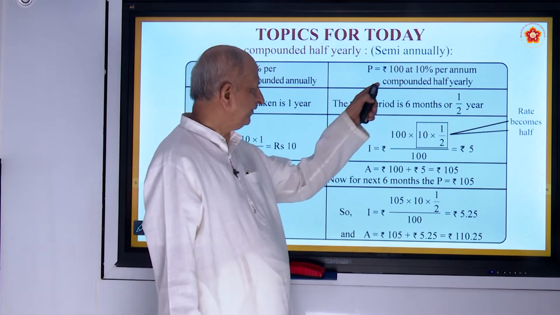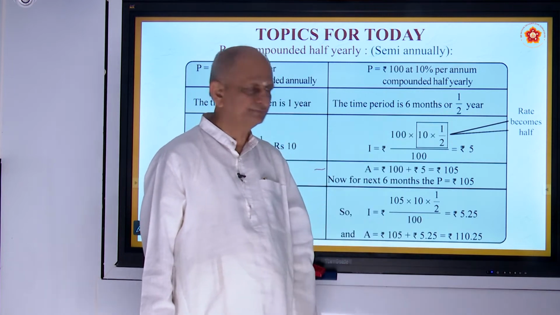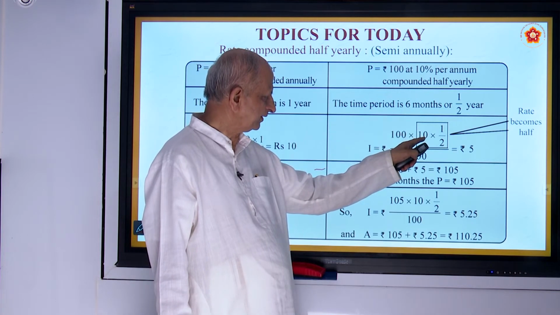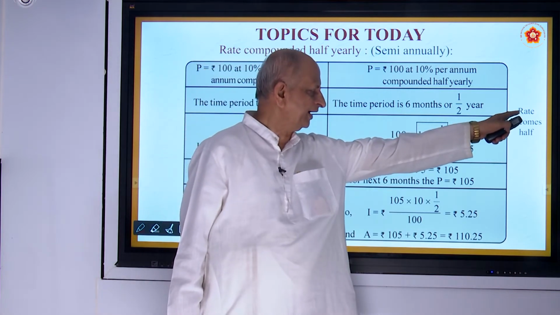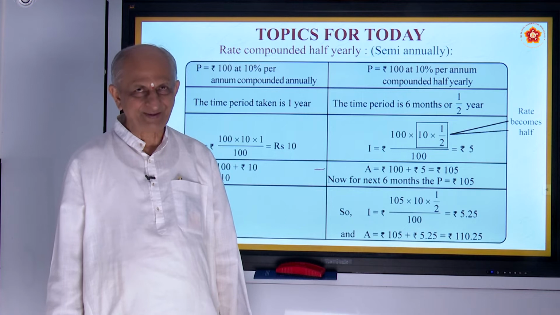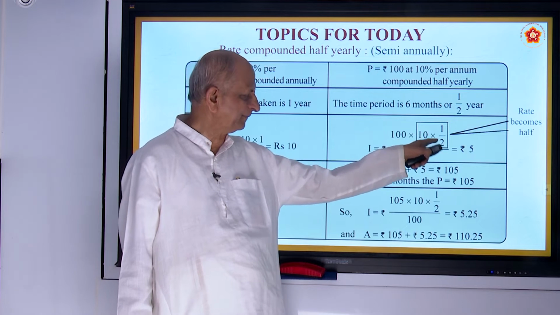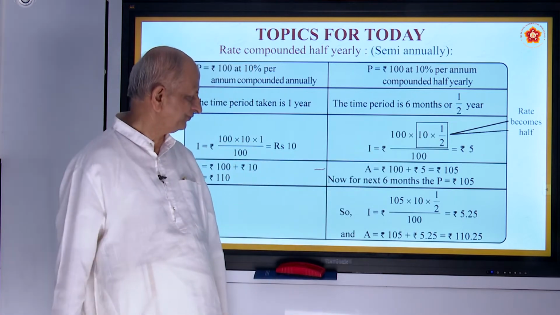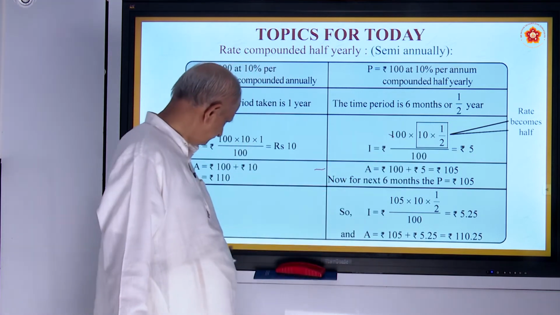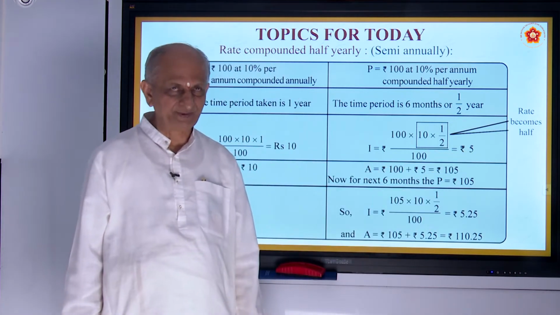Suppose you take half yearly, the time period is 6 months or 1 by 2 years. So P 100 into rate of interest 10 into half. So the rate becomes half. When you are calculating for 6 months, you must make the rate half of it. Suppose 10% is there, you must take 5%. That is the change. So 100 cancels, you get only 5. Correct? So the interest is 5 rupees after 6 months.